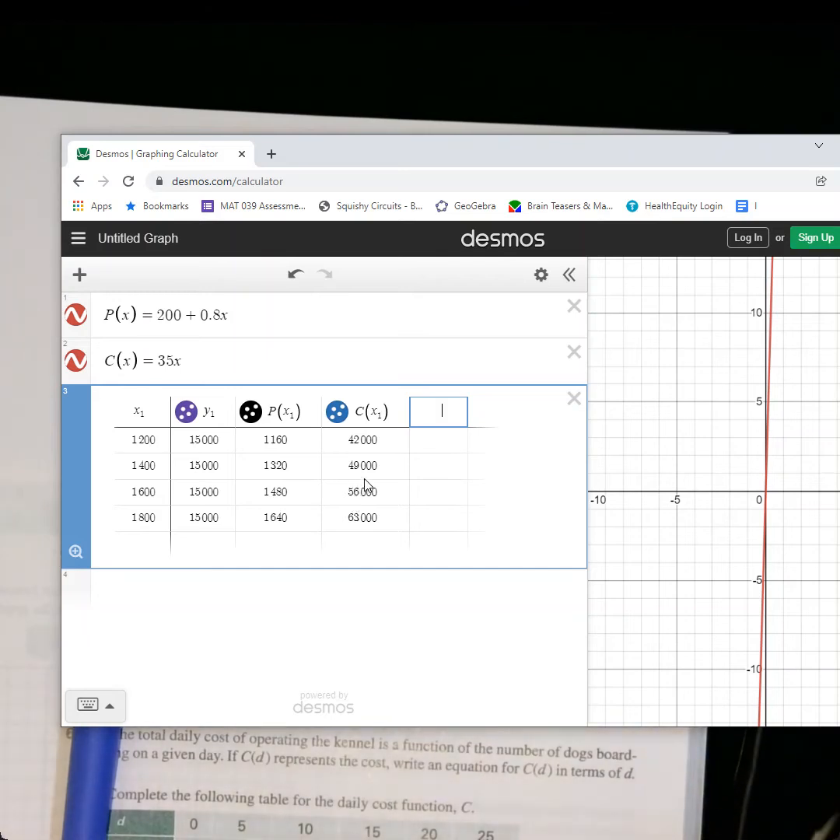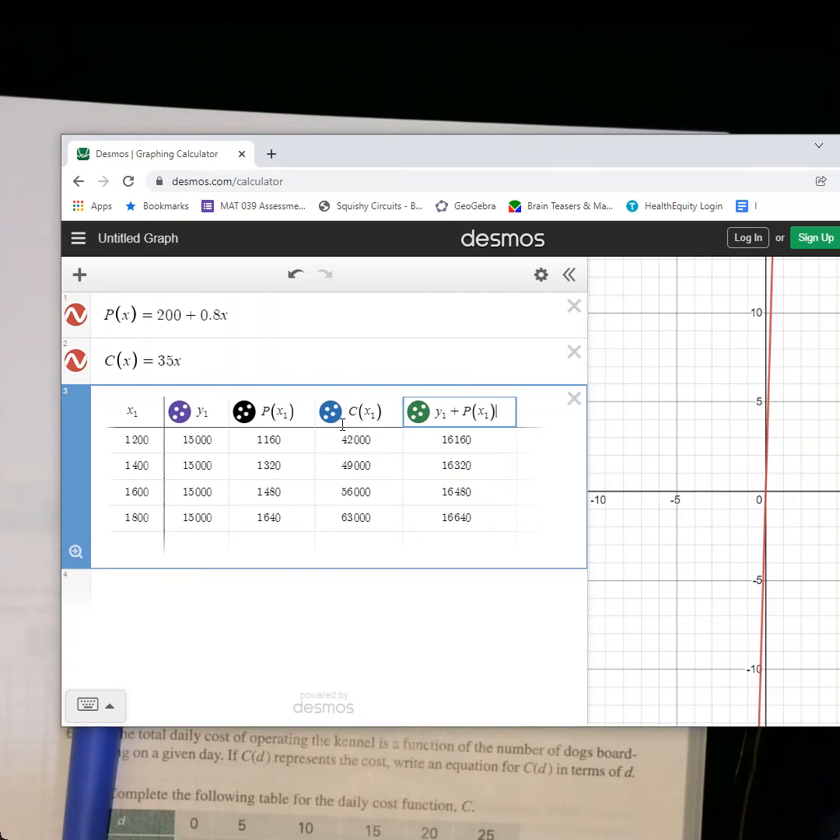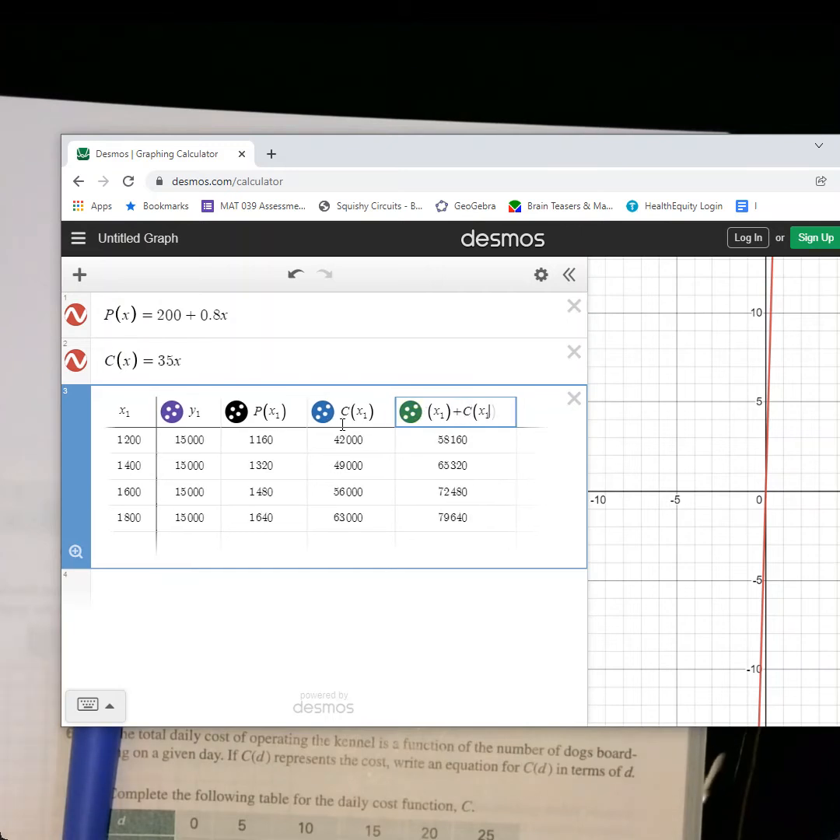But what I want to do is add up each of these. The 1500s, I just left the default name y1 for that list. So I'm going to add the y1s plus p of x1. I'm going to add the next column, p of x1 plus c of x1. And so these should be the totals of the results of the first column plus the results of the second column plus the results of the third column as I put each of their headers into this sum.